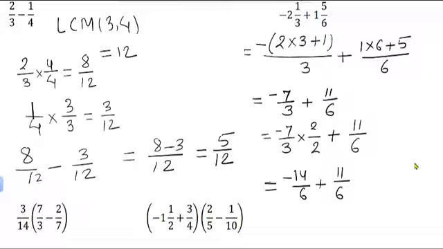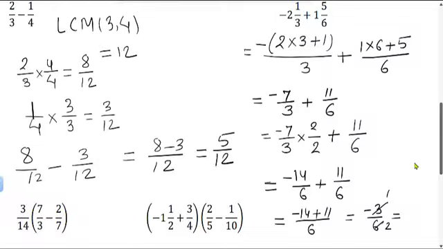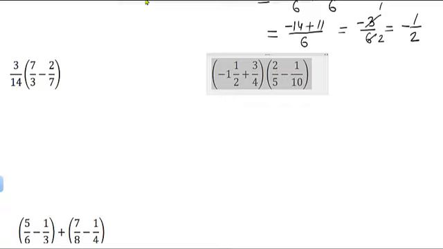Since we have the same denominator, we can write minus 14 plus 11 divided by 6, or this would be minus 3 divided by 6, which you can cancel here. 3 times 1, 3 times 2, and negative 1 divided by 2.